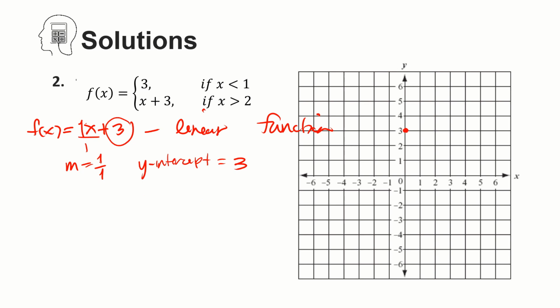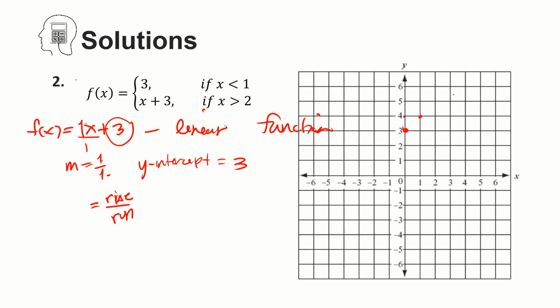So the slope is 1 over 1. Slope is defined as rise over the run. So here we have 1 rise and then 1 run. So tataas tayo ng isa, we will move upwards by 1 and then move to the right by 1. Therefore, this is our second point.